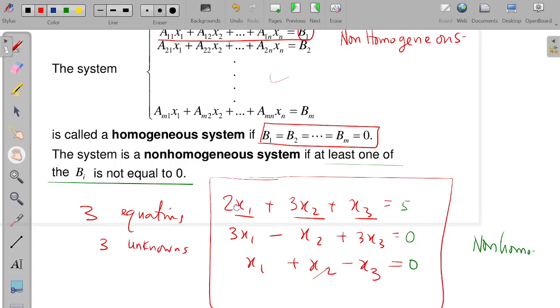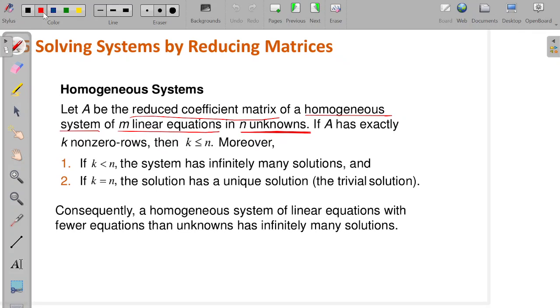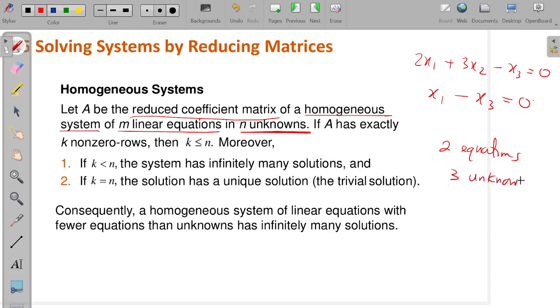Sometimes we may have fewer equations than unknowns. For example, let me write another one here. We have 2x1 plus 3x2 minus x3 equals 0. We are dealing with a homogeneous system. x1 minus x3 equals 0. Here we have 2 equations, but how many unknowns do we have? 3 unknowns. And this is homogeneous because these are 0, 0.